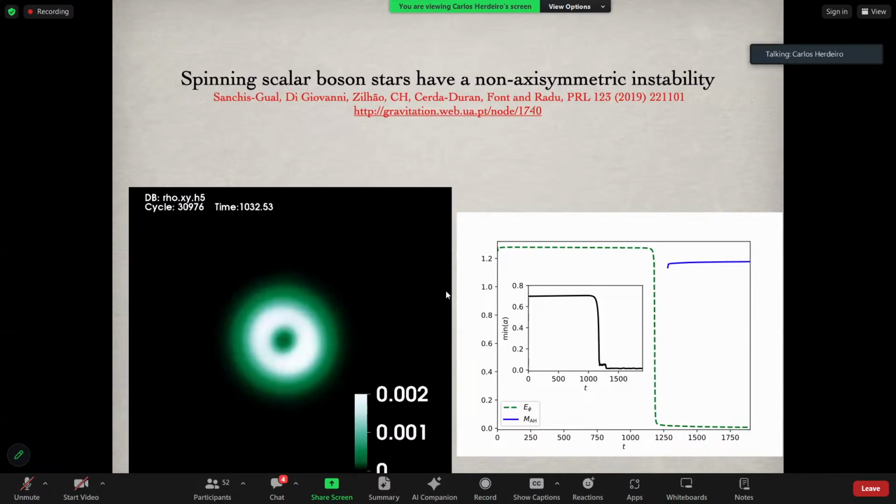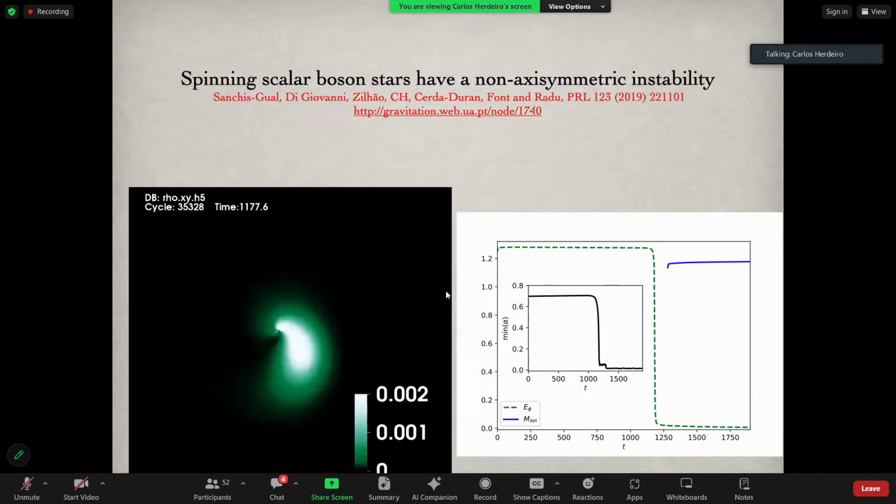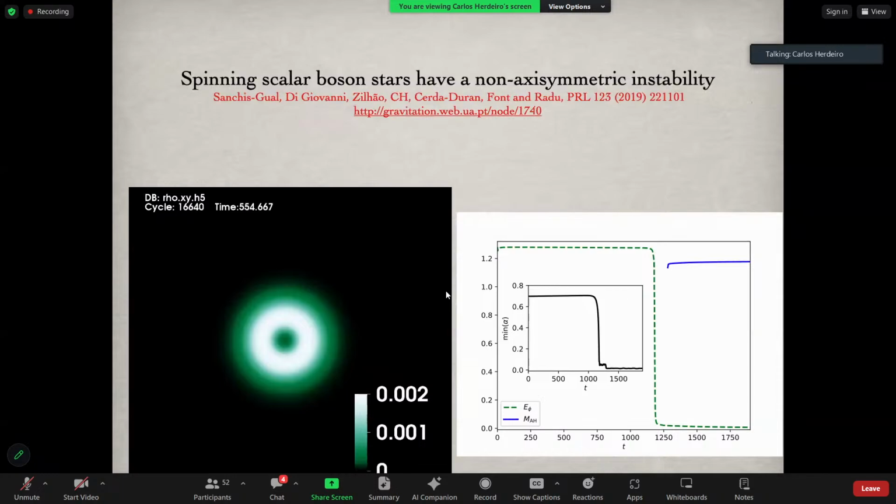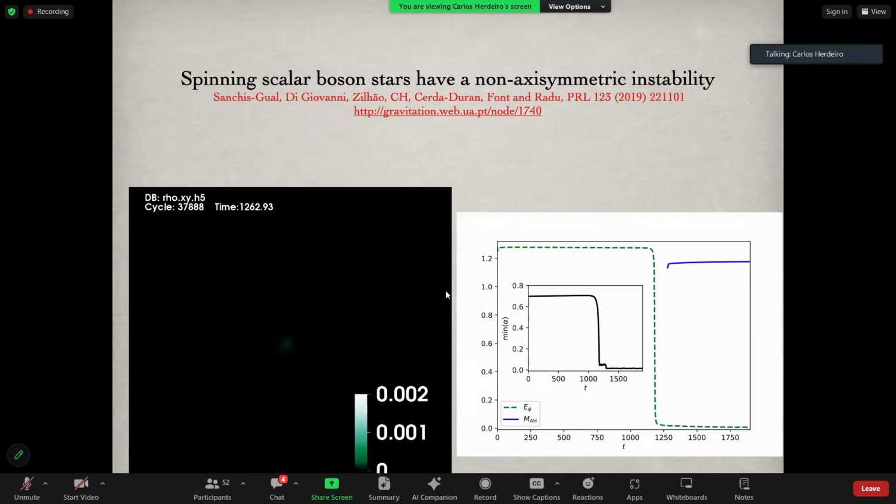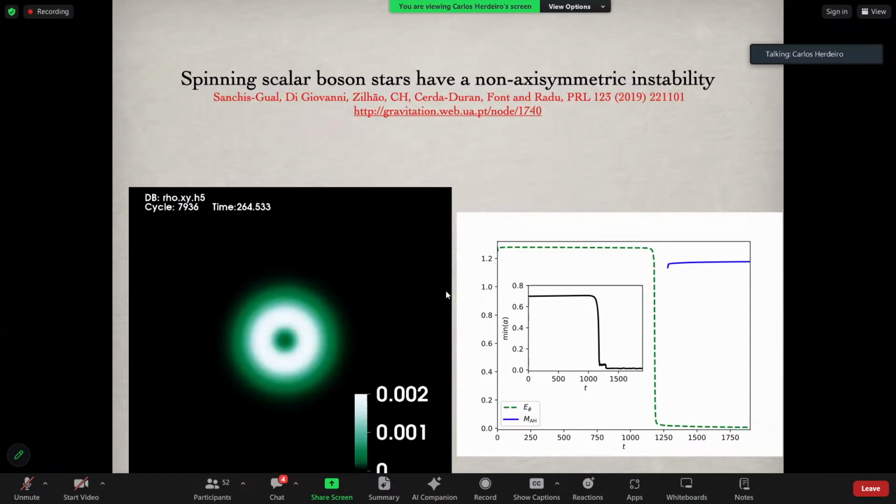And at some point, which is a moderately long time scale of the order of 1,000 light crossing times, there's a non-axisymmetric instability that kicks in, and an apparent horizon forms. You can see that in the right panel, where the mass associated to this apparent horizon is this blue solid line, and the energy associated to the scalar field is the green dashed line, which tends to vanish as it is swallowed by the black hole, signaling that there is indeed black hole formation.